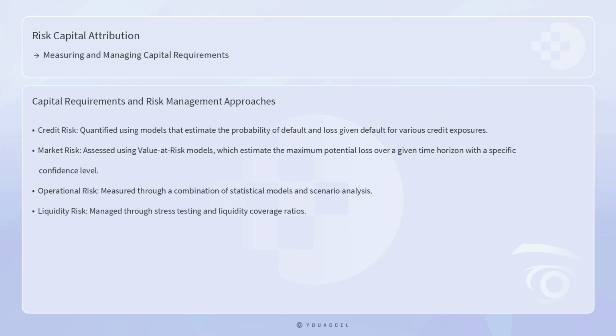Operational risk is measured through a combination of statistical models and scenario analysis, while liquidity risk management involves stress testing and liquidity coverage ratios.